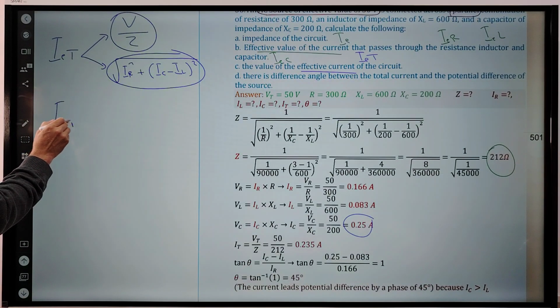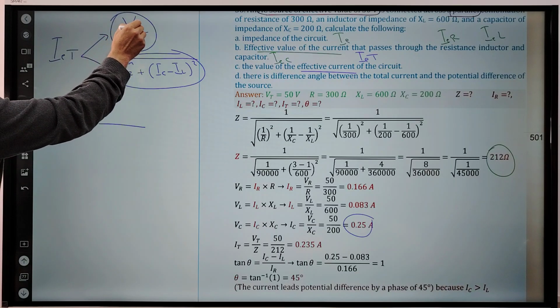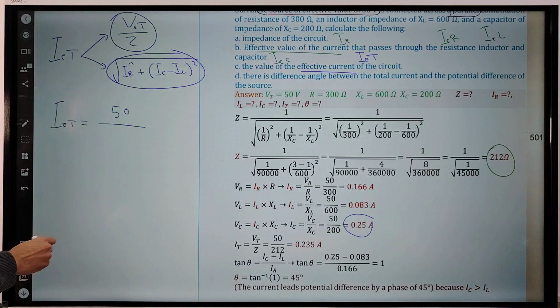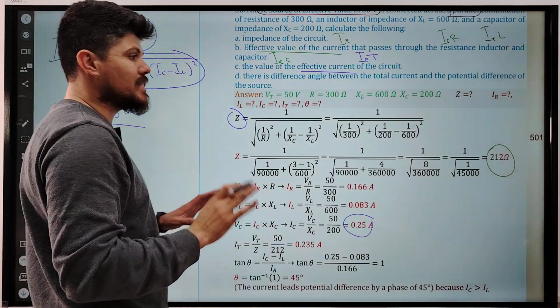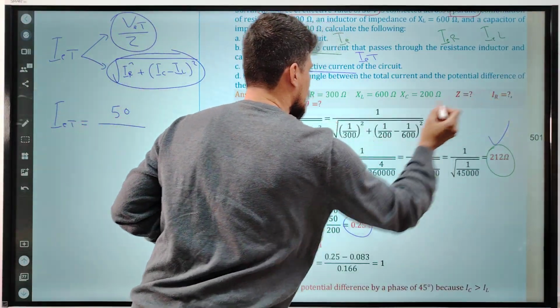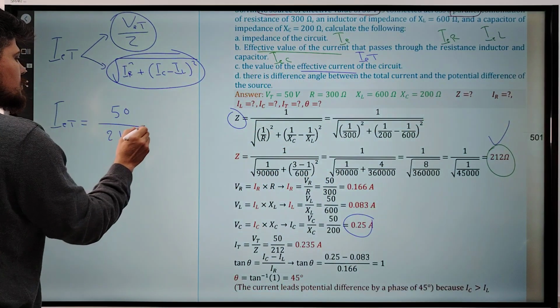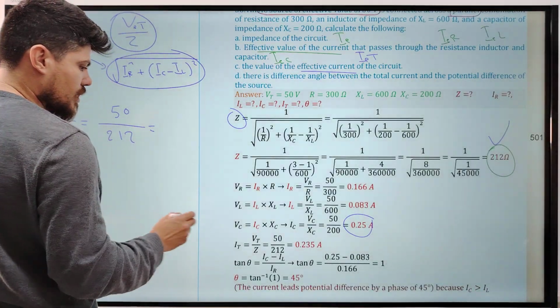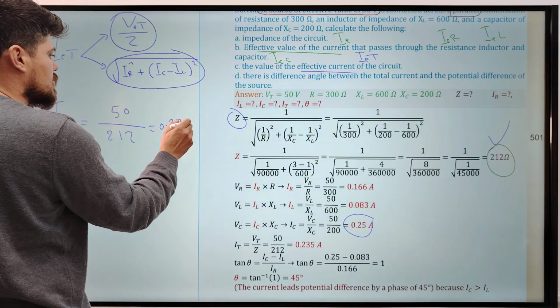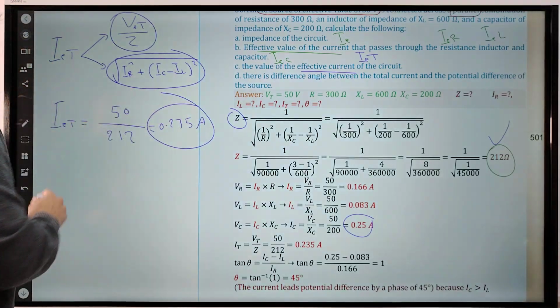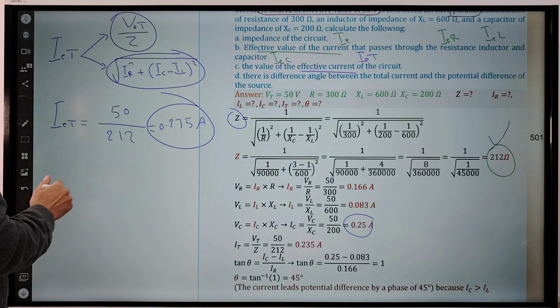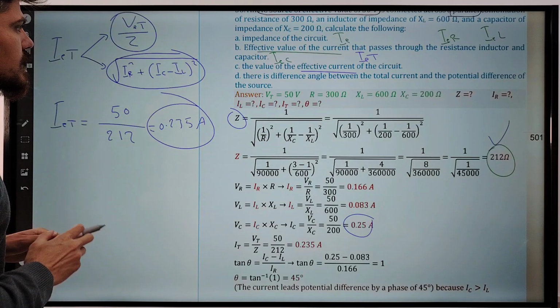Here we use Z to find it, because we found Z. IE total is equal to what? VE total, the same 50 volts, divided by Z. Do we have Z? We didn't have it, but we found it. 50 divided by 212 is equal to 0.235 ampere. This is the total current across the source. Okay, this is branch C.